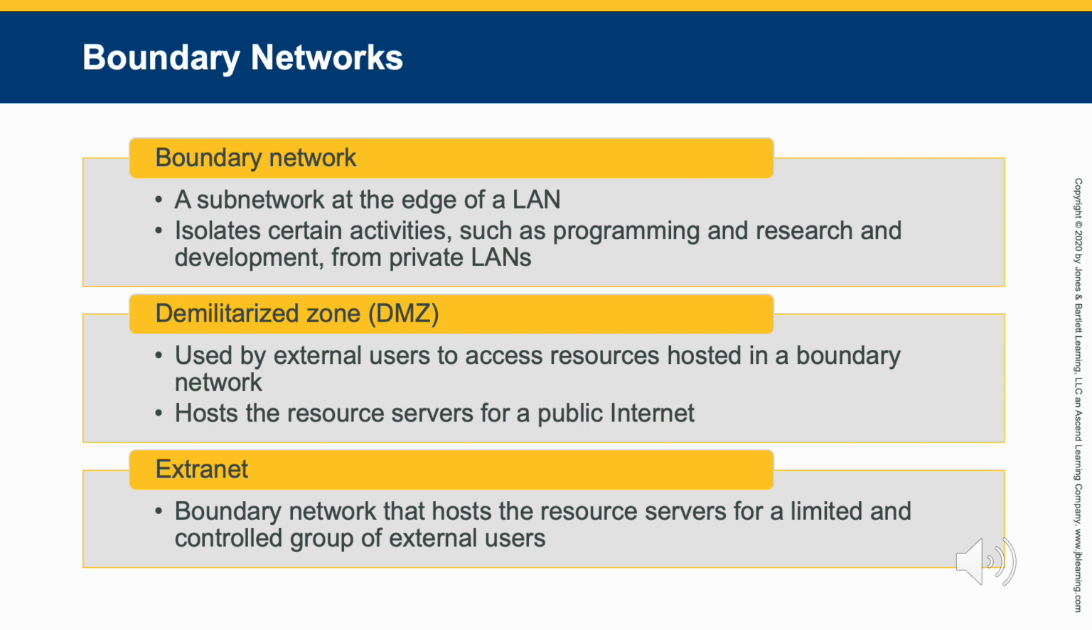A demilitarized zone, or DMZ, is used by external users to access resources hosted in a boundary network. It hosts the resource servers for the public internet, meaning I want to put my servers out in the DMZ for anybody on the outside so they don't come back into the local network. They can only access that DMZ. An extranet is a boundary network that hosts the resource servers for a limited and controlled group of external users.